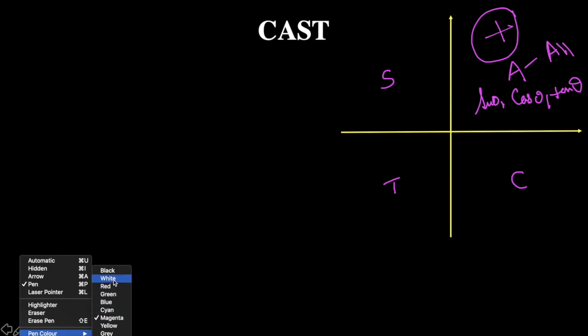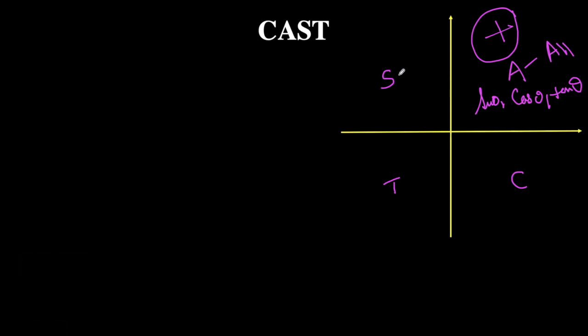Okay, so next is the second quadrant. So what is happening in the second quadrant? It says S. S means only sine theta is positive here, and the rest of them will be negative. Okay, so if you talk about cos theta here, it will become negative.